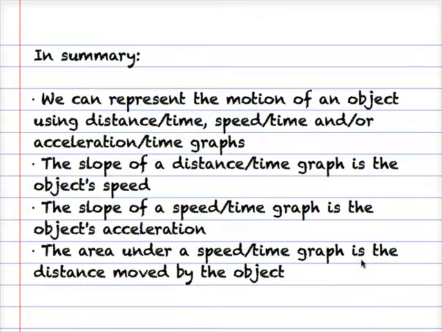So in summary, we can represent the motion of an object using distance time, speed time, and acceleration time graphs. The slope of a distance time graph is the object's speed at a particular time. The slope of a speed time graph is the object's acceleration, and the area under a speed time graph is the distance moved by the object.